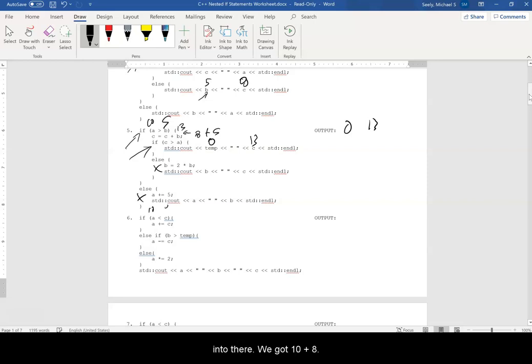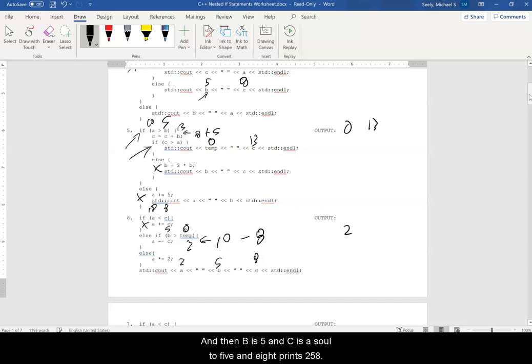We got 10 and 8. It's not true. So then we check, is 5 greater than temp? That is true. So 5 is greater than 0. So then we do 10 minus 8 and reassign that to A, and that gives us 2. So A is 2. And then we get down here, so we print 2, and then B is 5 and C is 8. So 2, 5, and 8 prints.